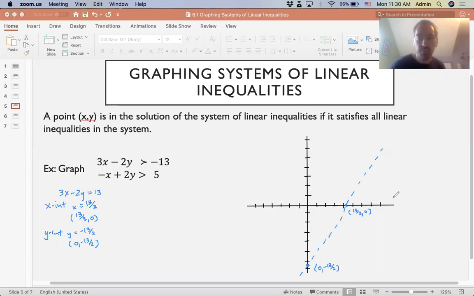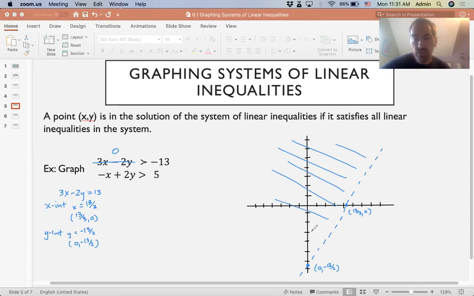Okay, so am I going to shade above or below the line? I can pick my test point 0, 0, my origin, plug that into the inequality. Okay, can we do this just by looking at it? Sure we can, because I know when I'm using the origin, all this on the left-hand side is just 0. Is 0 greater than negative 13? Yes, it is. 0 is greater than negative 13. So we will shade on the side of the origin. So we'll shade this region here.